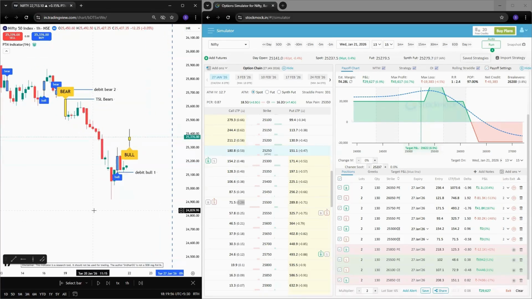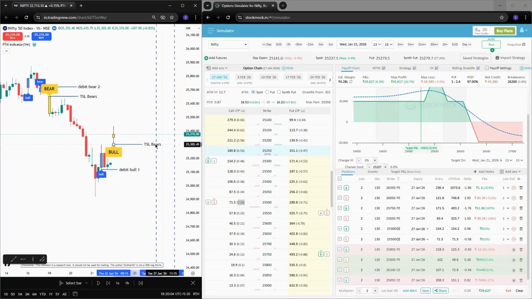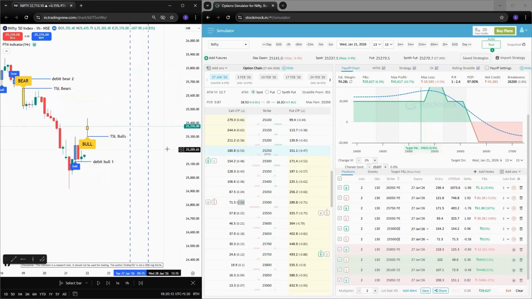Okay, we have a big bull signal. So immediately, what do I have to do when I have a big bull signal? I have to change my trailing stop loss. Trailing stop loss for all bulls is now active.